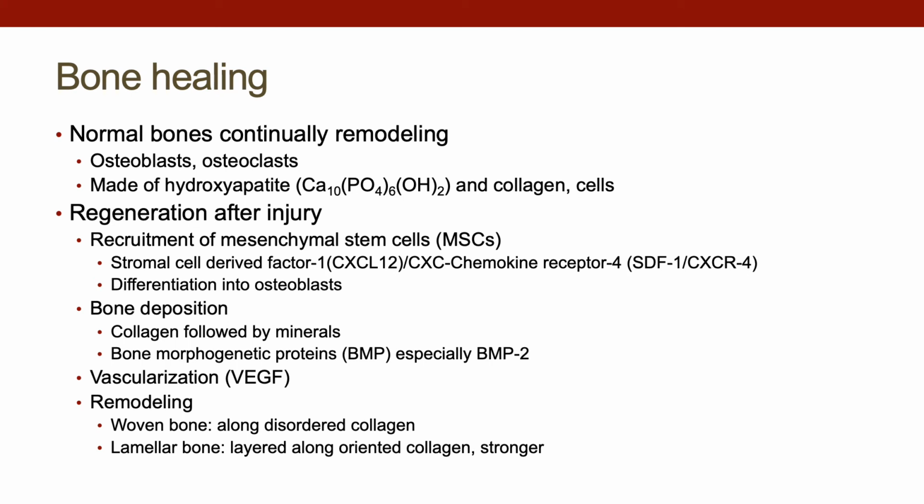And then there's remodeling of the bone as it is deposited. The stages are distinguishable by their microscopic appearance. The first stage is woven bone that's laid down along disordered collagen, and a later stage and a stronger stage is the lamellar bone that is layered along oriented collagen.